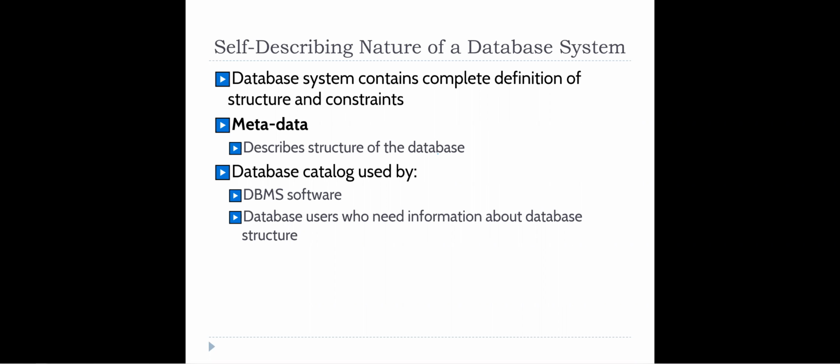The database catalog, which we already talked about before, is regarding the metadata. So why do we use the database catalog? What's inside the database catalog? The metadata. It's used by the database management system software, and also by database users who need information about the database structure. So those users who want to know how the database is built will go to the metadata under the catalog, and we're going to find all the information, constraints, and whatever we want.